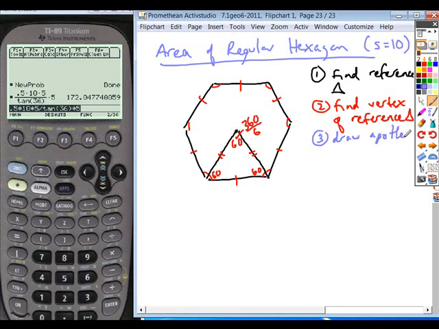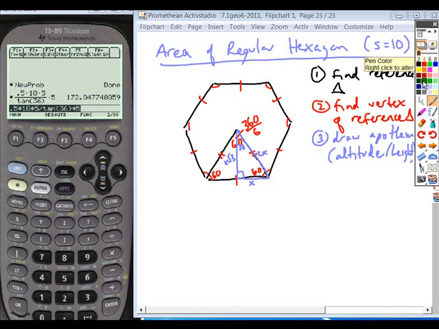Once you draw in your vertex angle for that reference triangle, you're then going to draw the apothem. Remember, this is the altitude or the height of that reference triangle. For this particular triangle, when we draw an altitude in an equilateral triangle, what kind of triangles do we create? 30, 60, 90s with a pattern of x, 2x, x root 3.